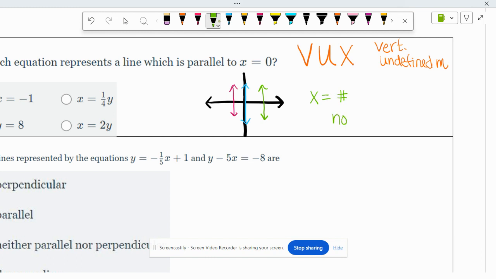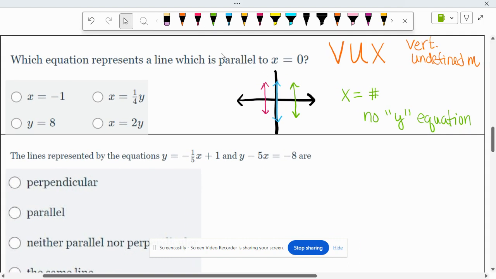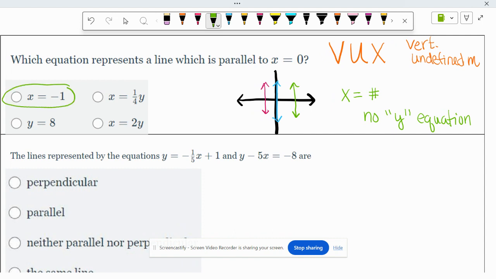There is no y in the equation. Do you see that choice? Say it again, Tana. Yeah, x equals -1. That could actually be this line right here. X equals -1. Okay.